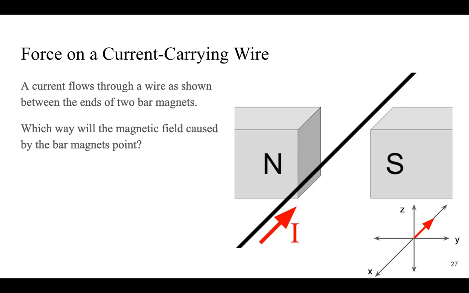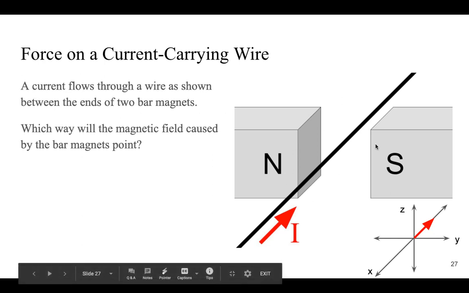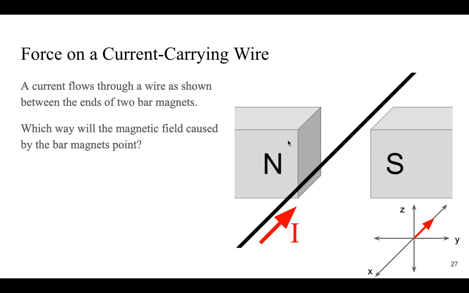So I made this picture myself in Google Drawings. It took a while, but I'm pretty proud of it. So you've got a current flowing through a wire as shown between the ends of two bar magnets. So your current's going like this, and we've got to think in 3 dimensions here. So yeah, X is out towards us like this, Y is left and right, and Z is up and down. So if our magnets are arranged like this, which way will the magnetic field point?